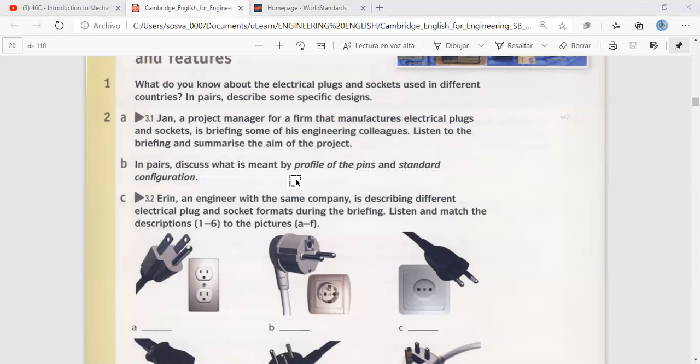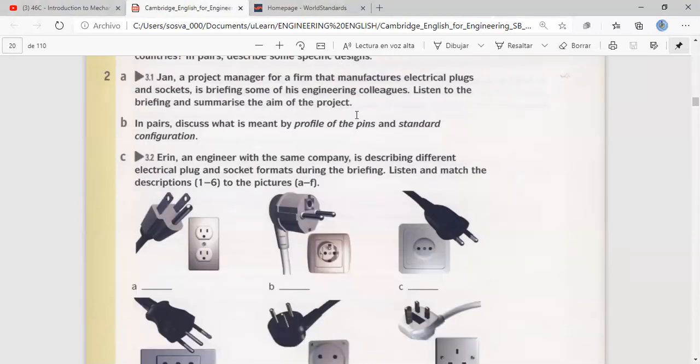Great. So now, this is a pair work. In letter B, they tell us to discuss, and I'm going to highlight it with my spotlight. In pairs, discuss what you understand by profile of the pins and standard configuration. Two different topics, okay? I want to know the point of view of each of you, please. Talking, of course, about electrical sockets and plugs.